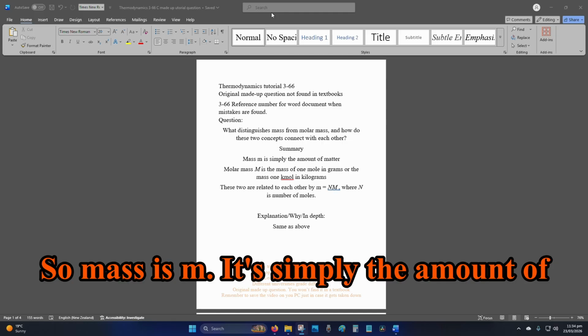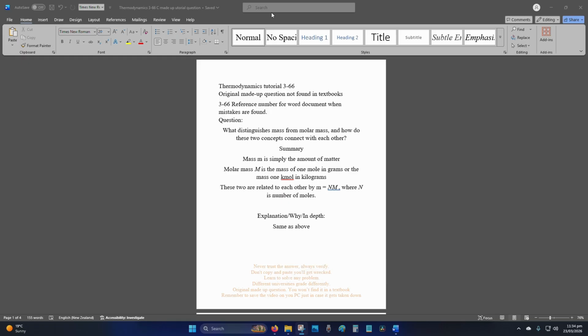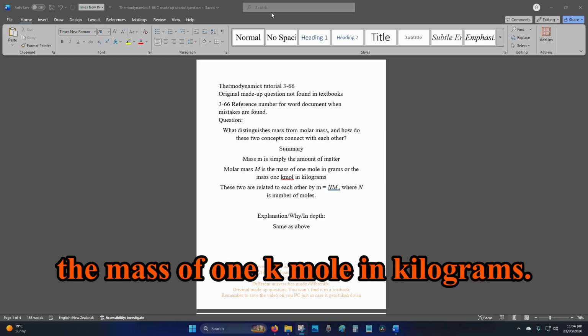So mass is little m. It's simply the amount of matter. Molar mass is capital M. It is the mass of 1 mole in grams or the mass of 1 kmol in kilograms.